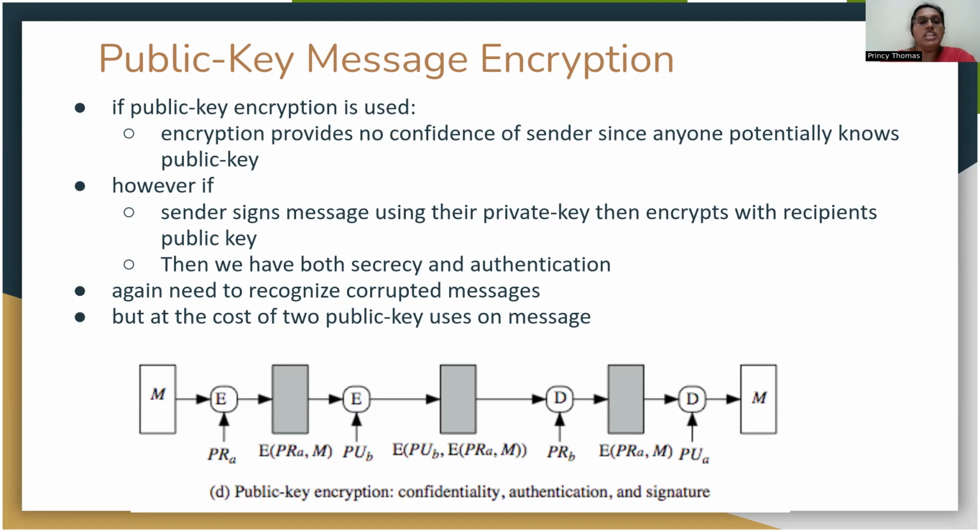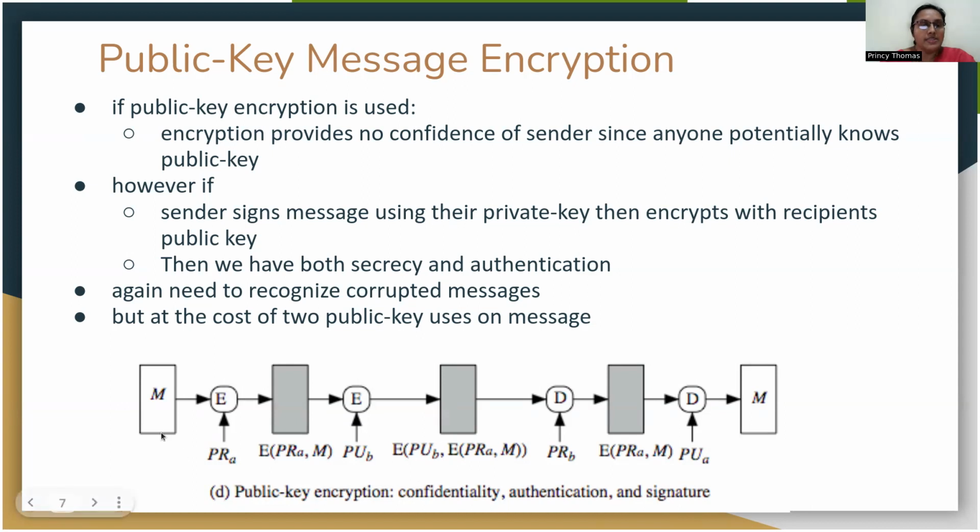But here also we need to recognize if the message is corrupted, and there is another problem: two public key users are coming in. We already saw earlier that public key encryption is much slower than private key encryption. So every time we have a public key encryption, the size of the message increases and the amount of time required to do the transaction also increases. But this particular process provides confidentiality, authentication, and signature.